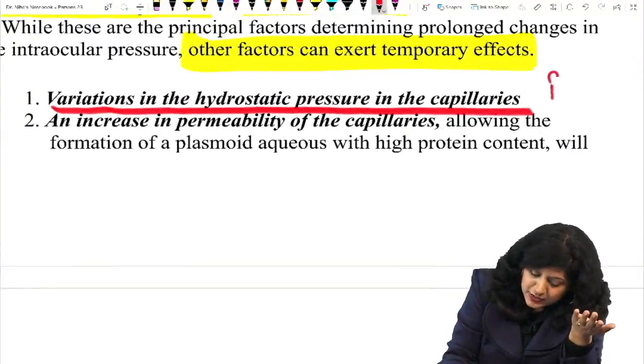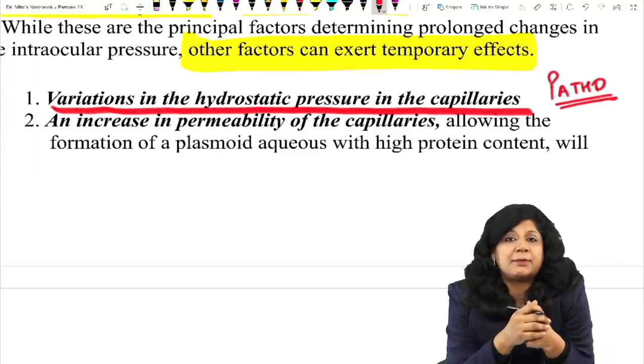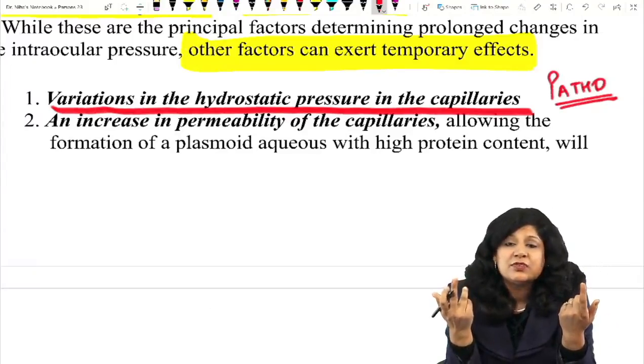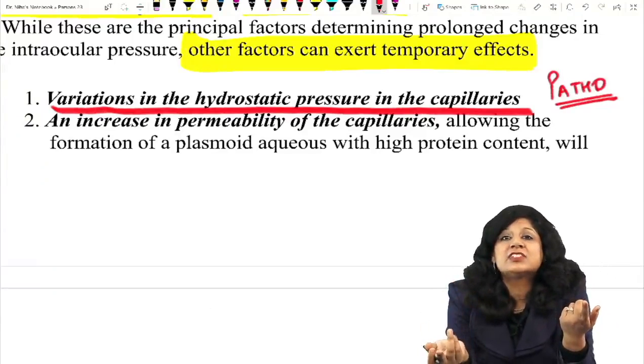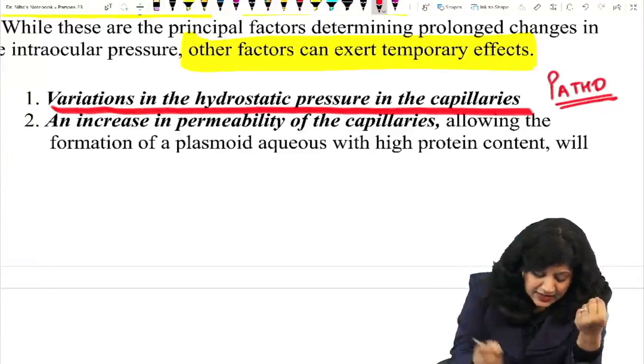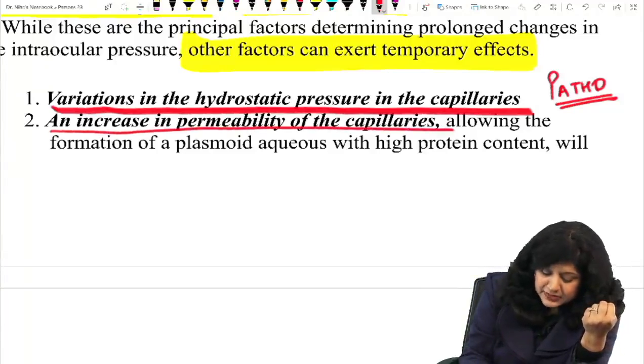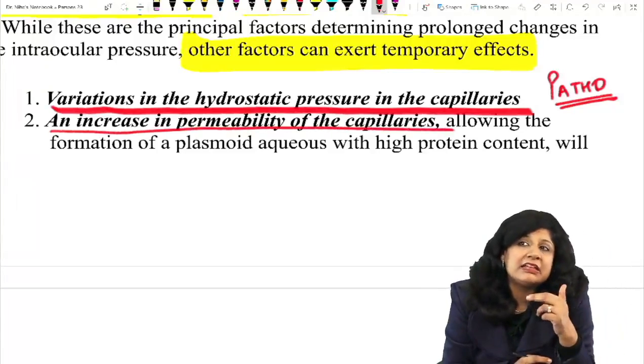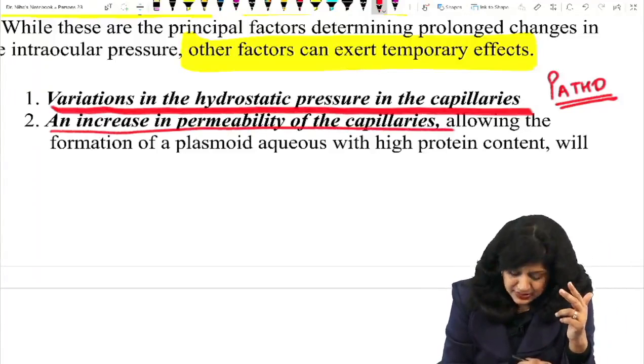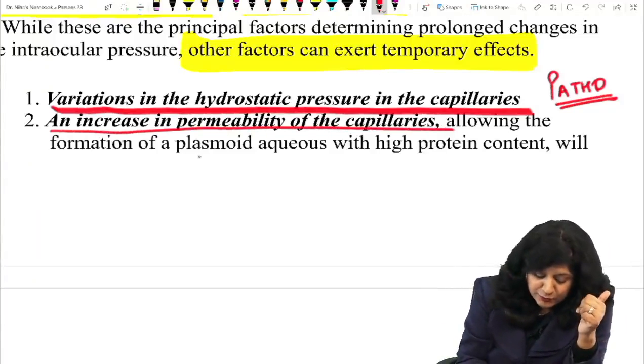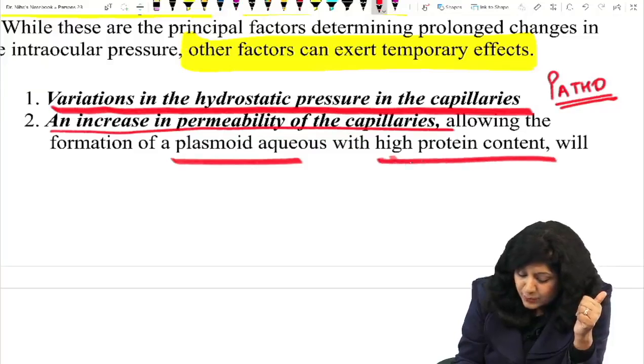Okay, so you have read this: if you have an increase in the hydrostatic pressure in the capillaries, the net pressure inside those will increase. So obviously I will have an increase in the intraocular pressure. Then second, if there is an increase in the permeability of the capillaries, allowing the formation of plasmoid aqueous with high protein content.